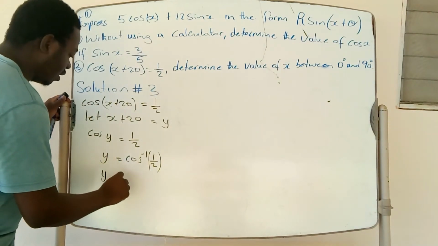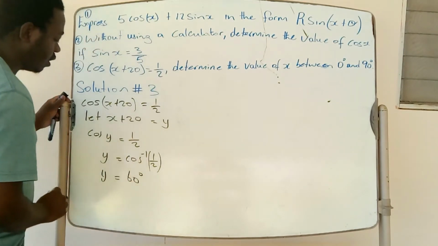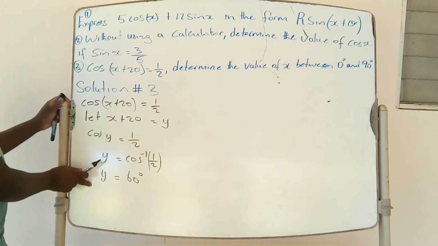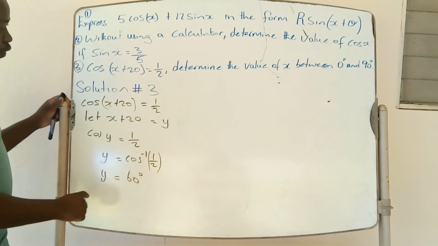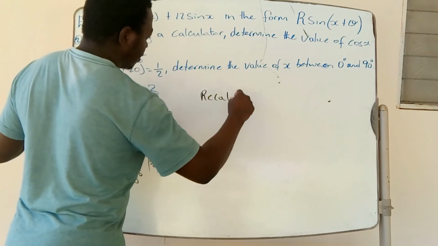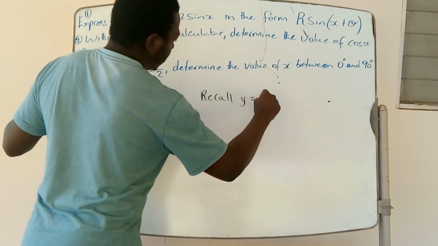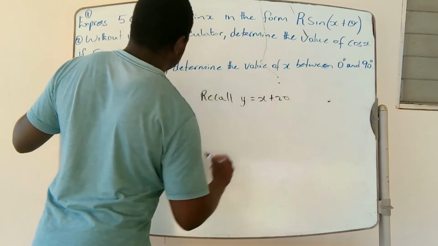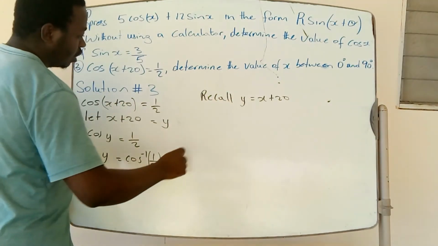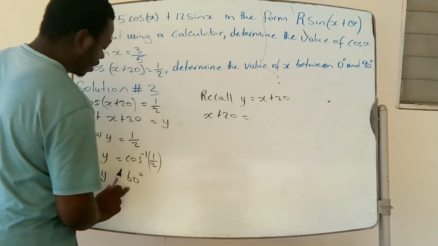So y here is equal to cos inverse of a half, that's 60 degrees. Right? But remember, they didn't ask us to find y, they asked us to find x. So now you have to recall that y is equal to x plus 20, then you can replace this side of the equation with x plus 20, right? So that means x plus 20 is equal to 60 degrees.